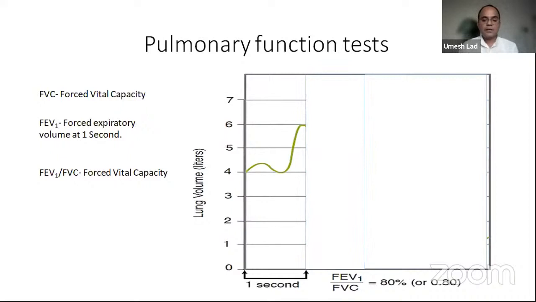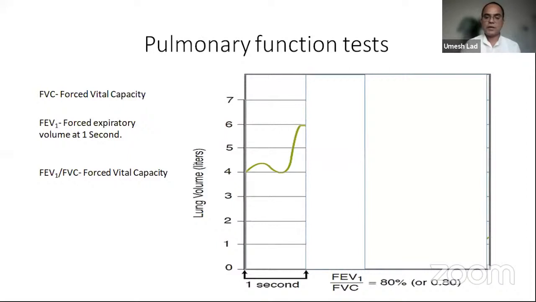Then the person takes a deep inspiration. This is what is happening. The air inside the lung is increased from normal up to a higher level. Deep inspiration is taken, and then the person exhales forcefully into the spirometer.